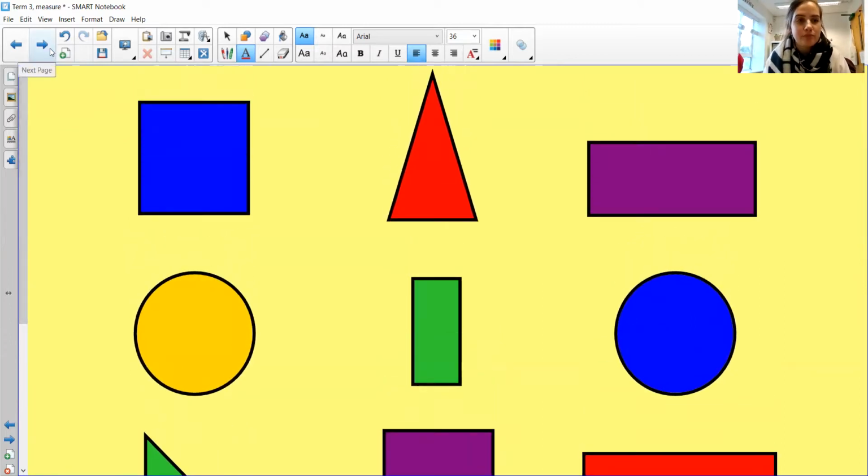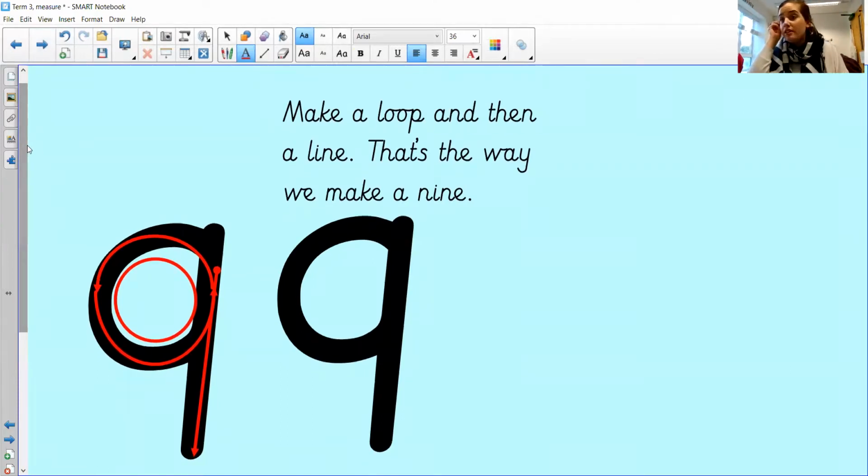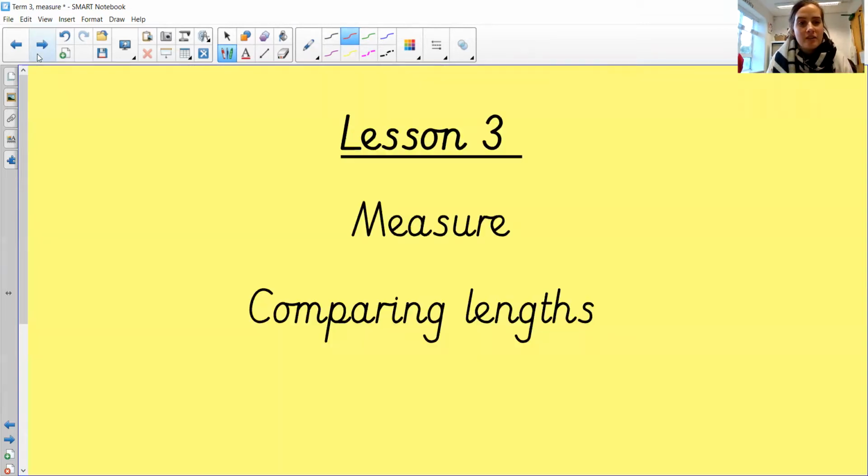We've all remembered that. And our number that we have been practicing is the number 9. Make a loop and then a line. That's the way we make a 9. Let me do my one and you guys can join in at home. Make a loop and then a line. That's the way we make a 9. Right, pause the video now and have a practice of this at home. Well done. Lots of 9s, lots of practice.